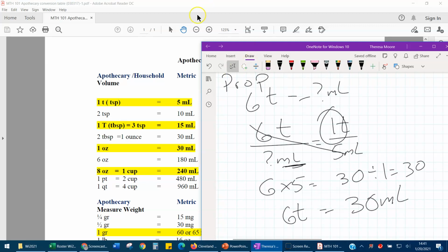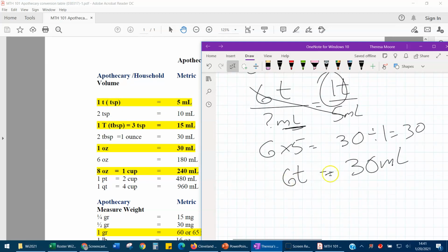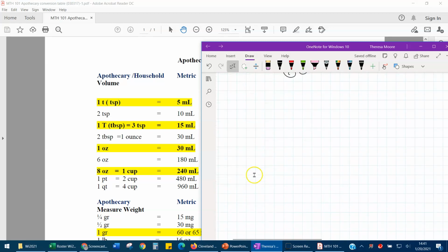So when you're converting between systems of measure, you have to know your equivalencies. These have to be memorized. You can use dimensional analysis or proportion, or the way I look at it, this is kind of a shortcut dimensional analysis method. Okay?